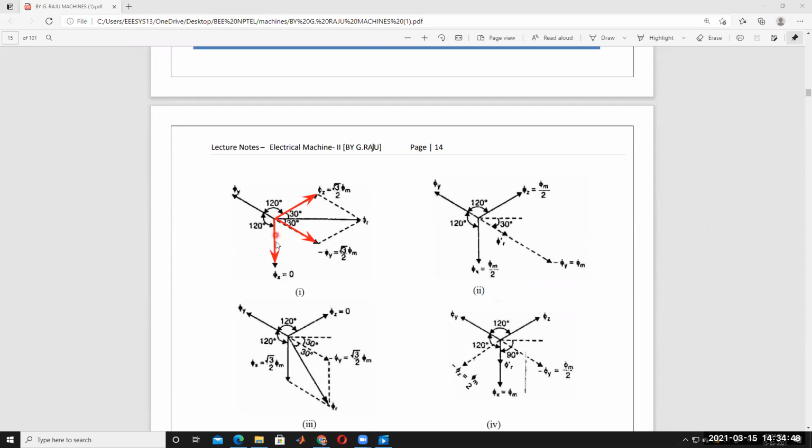The resultant phasor is the addition of −φy and φz. The resultant phasor is in this direction. The resultant phasor is only in this direction. This is called the resultant phasor φr.